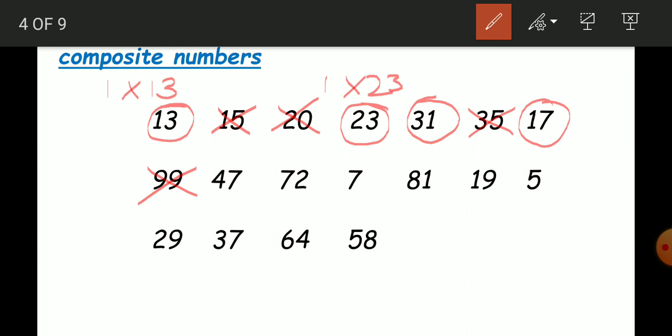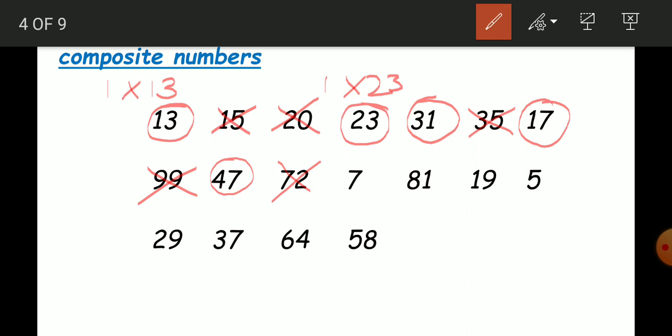47 is a prime number. 1 47 is 47, only that is possible, so you have to circle it. 72: 8 9s are 72 is possible, so it is not a prime. It is a composite number.